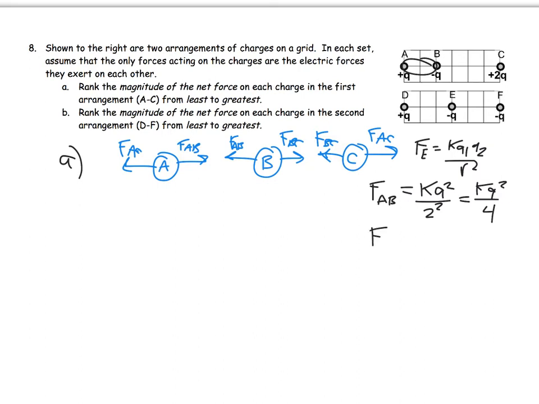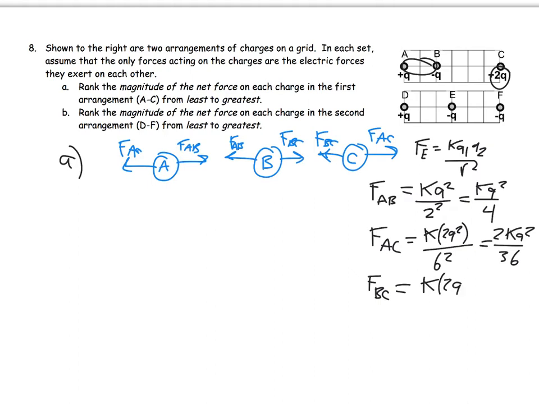For the force between A and C, it's going to be k times 2q squared, because C here has a charge of 2q, over the distance between them, and that's going to be 6, that quantity squared. So we end up getting 2kq squared over 36. Obviously, we see mathematically here how that distance really makes a big difference since that term is squared. And then we have the force between B and C, and that's going to be k times 2q squared once again over 4 squared, or 2kq squared over 16.